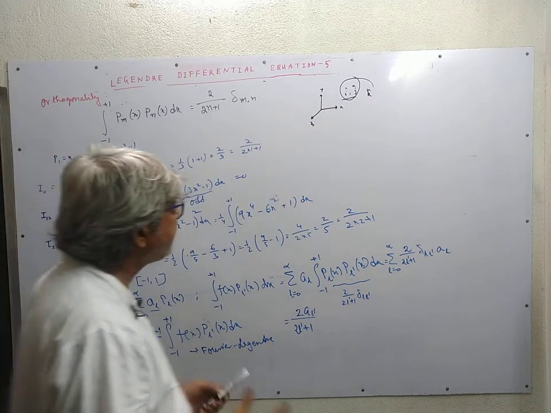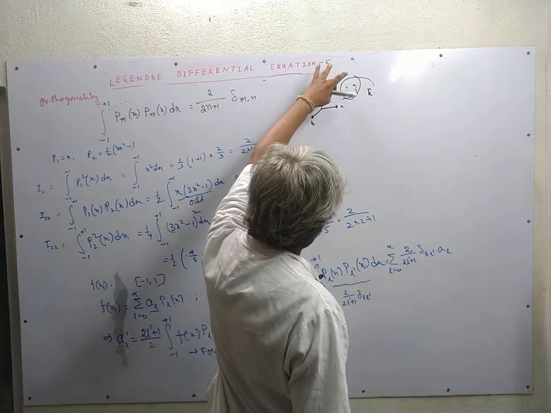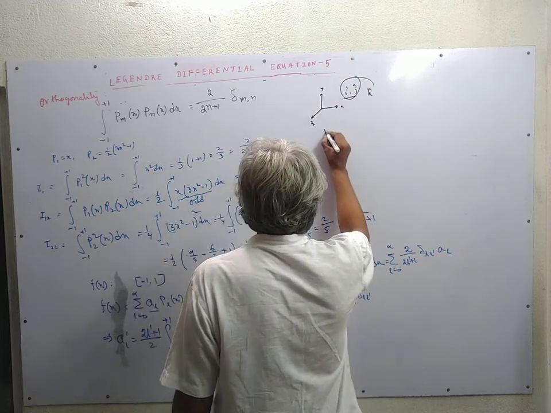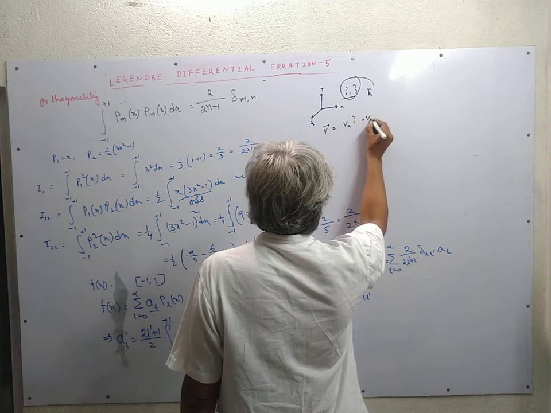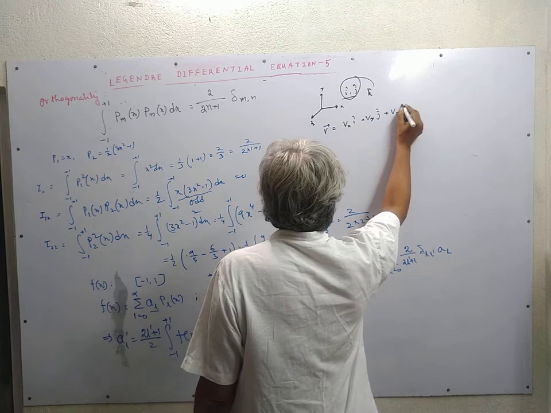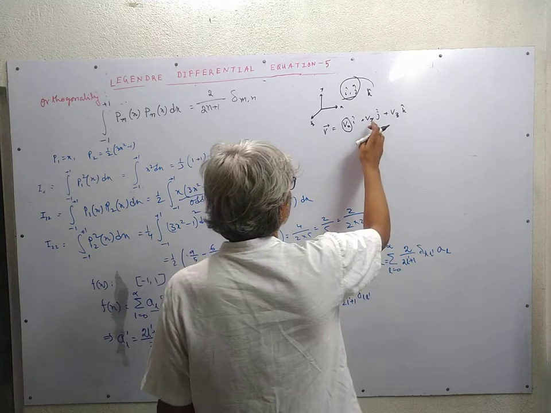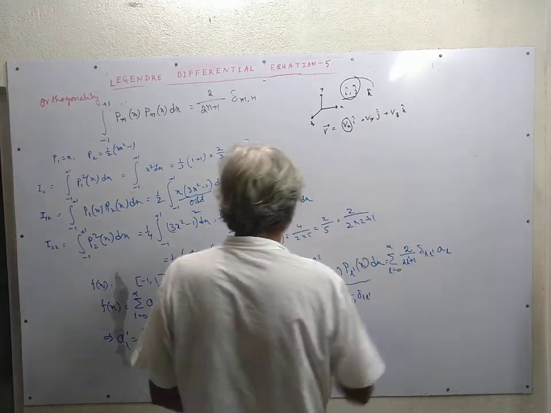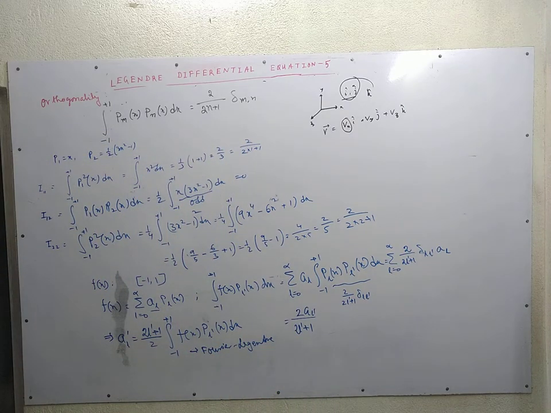That means any vector in 3 dimensions can be written as a combination of i cap, j cap and k cap with suitable expansion coefficients like Vx i cap, Vy j cap plus Vz k cap. Here Vx is as if a0, Vy is a1, Vz is a2. This is the concept of completeness.